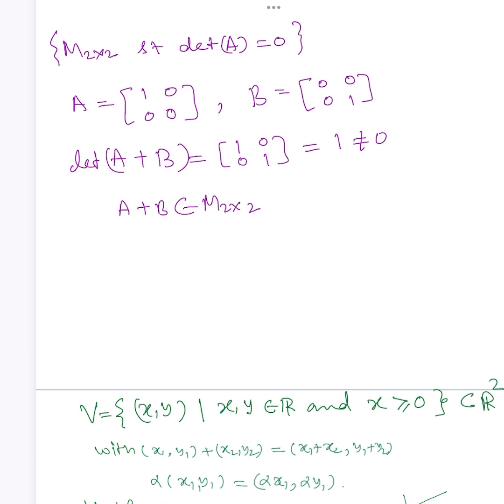So anything like this you have to check. The set of all 2 by 2 singular matrices, the set of all 2 by 2 non-singular matrices, all those things will create a problem. So you have to identify whether it is a vector space or not. So this is not a vector space.